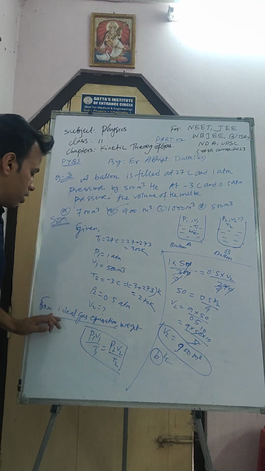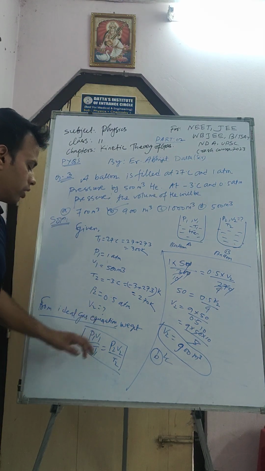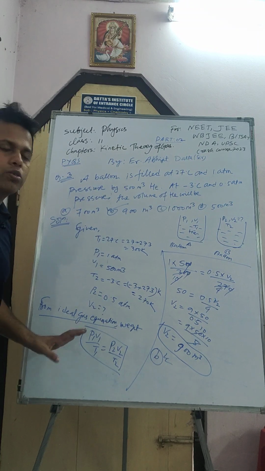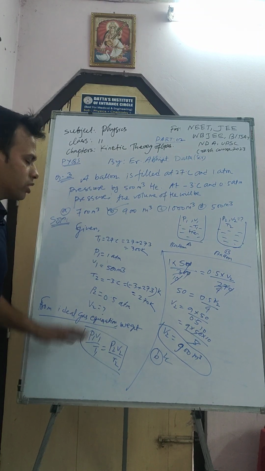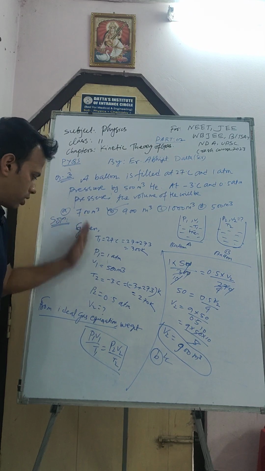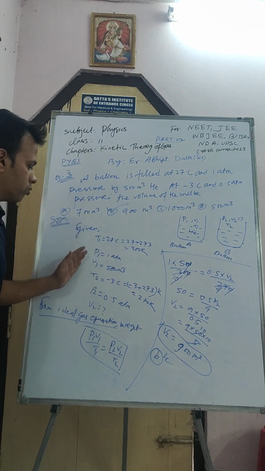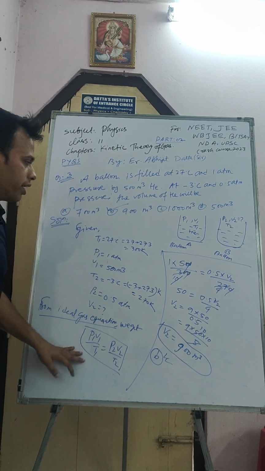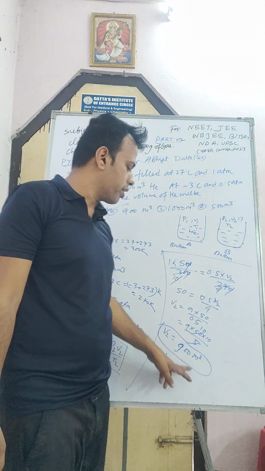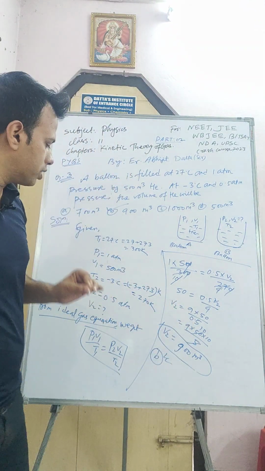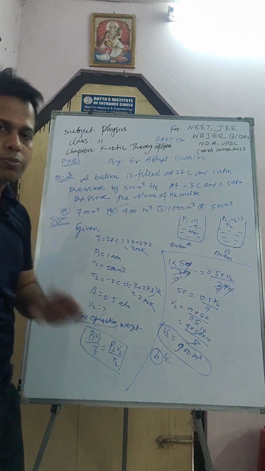After that, for the ideal gas equation, we know that P1V1 by T1 equals P2V2 by T2, which is constant. Okay, so I just put in all the values of P1, P2, V2 etc., all the values of the variables, and after simplifying, V2 comes out as 900. So which option is correct here, sir? Option B is the correct answer, and it's a very simple question.